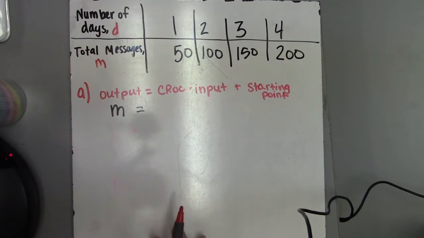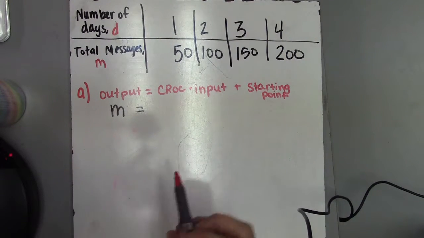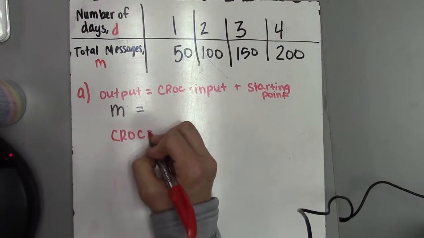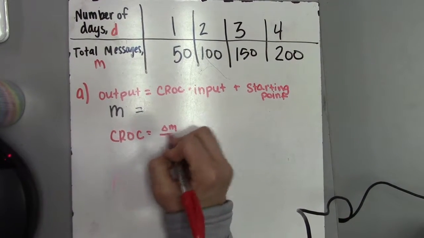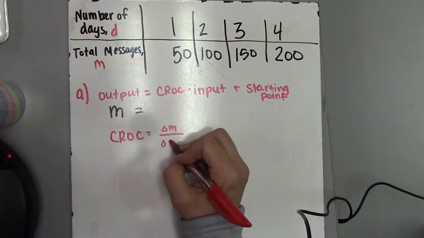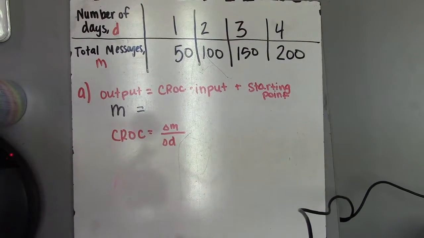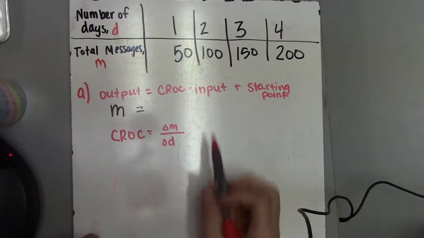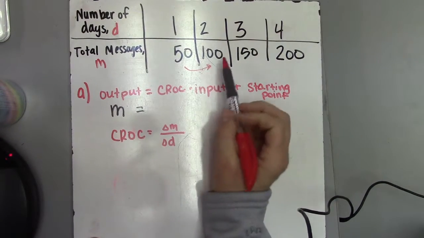Well, we have to go in and find our constant rate of change, and that's going to be our change in M, or a change in the number of messages, divided by the change in D, or the change in days. This should look really familiar because we spent all of Chapter 3 trying to find our constant rate of change, also known as slope. So to do this, we're going to find the change in messages.